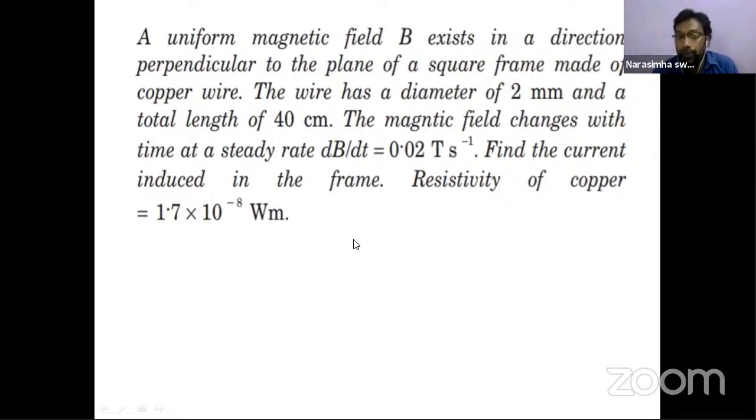I'm repeating. There is a uniform magnetic field in a direction perpendicular to the plane of the square frame made of copper wire. The wire has a diameter of 2 mm and a total length of 40 centimeters. The magnetic field changes with time at a steady rate, dB by dt is equal to 0.2 Tesla per second, and find the current induced in the frame. The resistivity of the copper material is given. Now we'll go for the solution.